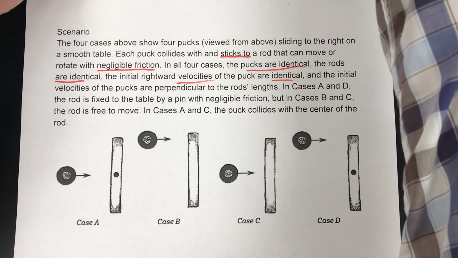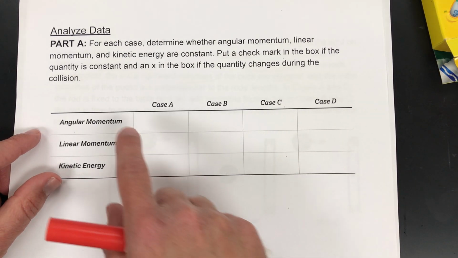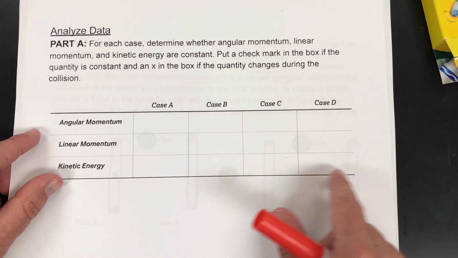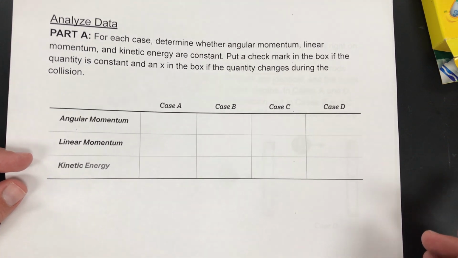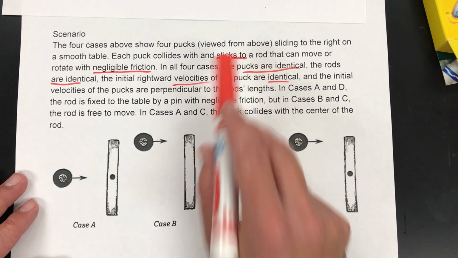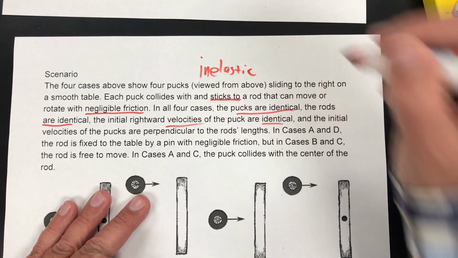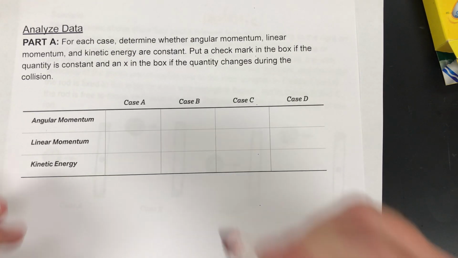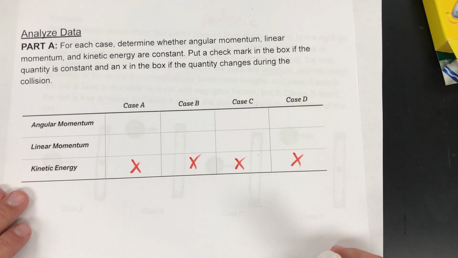All right, so first thing, and we'll reference this picture as we fill out this table, is they want us to determine whether the angular momentum is conserved in each case, linear momentum is conserved in each case, and kinetic energy is conserved in each case. So we'll put an X there if it's not, and a check mark if it is. Well, first off, let's do energy, actually. That's the easiest. Because it sticks to the rod, that is an inelastic collision. And by definition, energy is lost in an inelastic collision. So kinetic energy is not conserved in any of these.